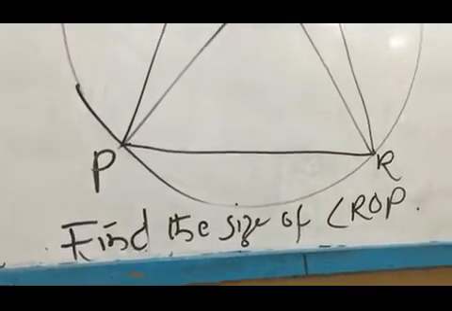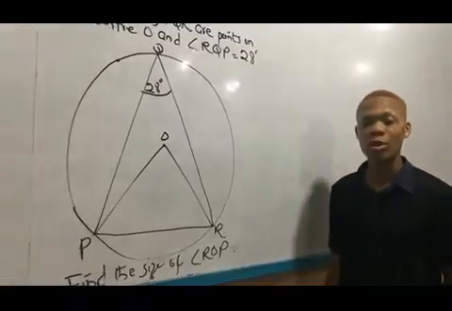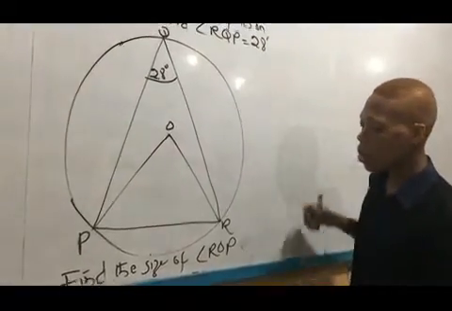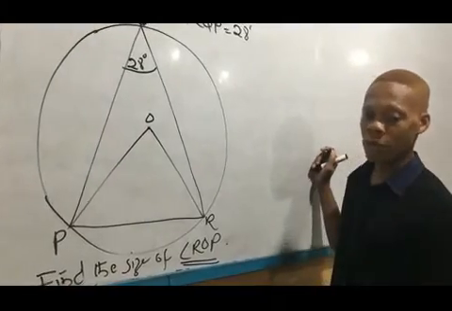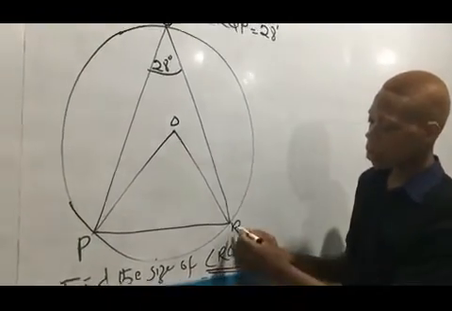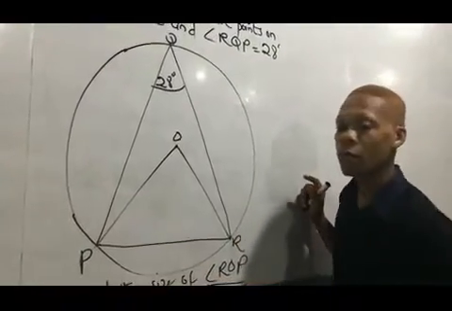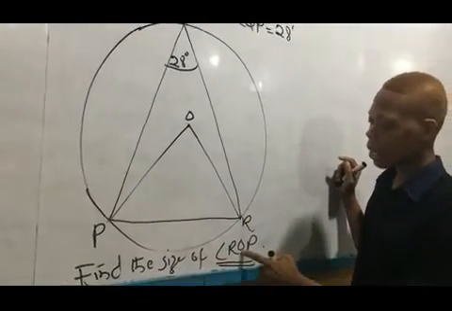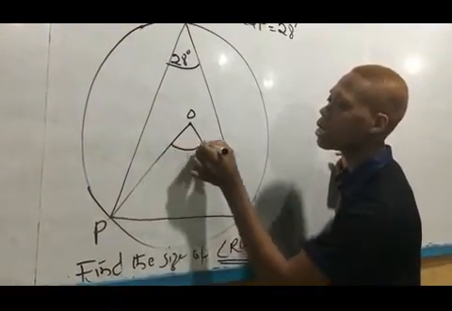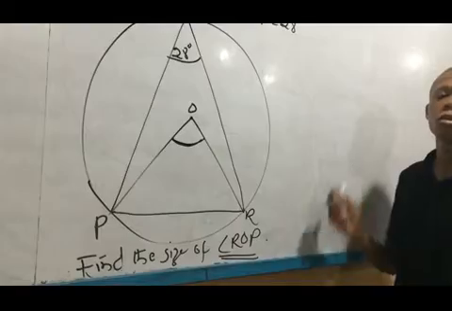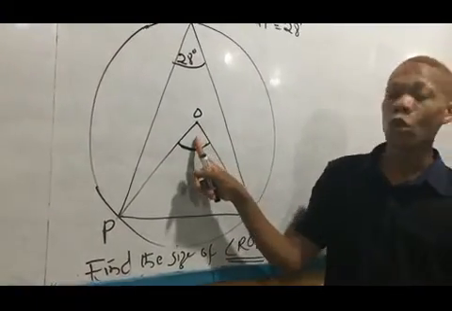So first of all, ask yourself, which angle are we trying to find? First, you have to find the angle that you are looking for. The angle that I'm looking for is the angle ROP. So I'll follow the points to look at the angle. This is R, this is O, and this is P. When an angle is written like this, it means the angle is at the center. So ROP means the angle at O. I want to find the angle at O.